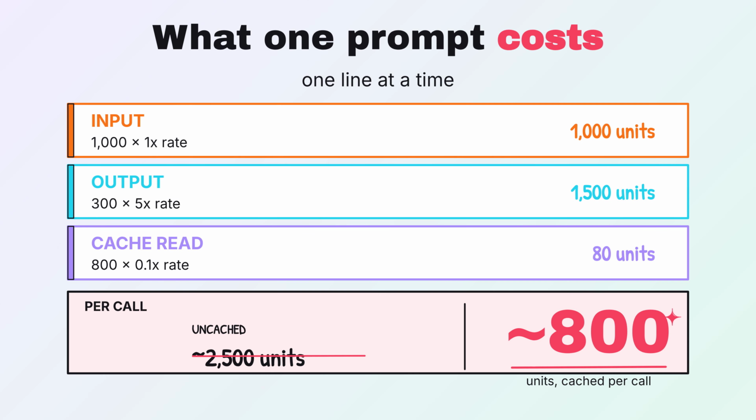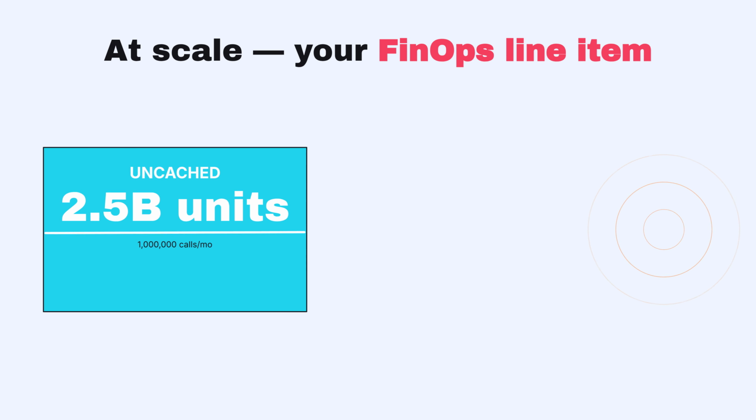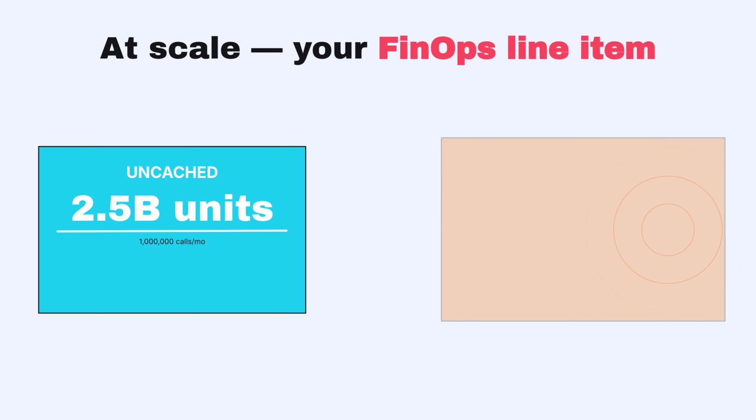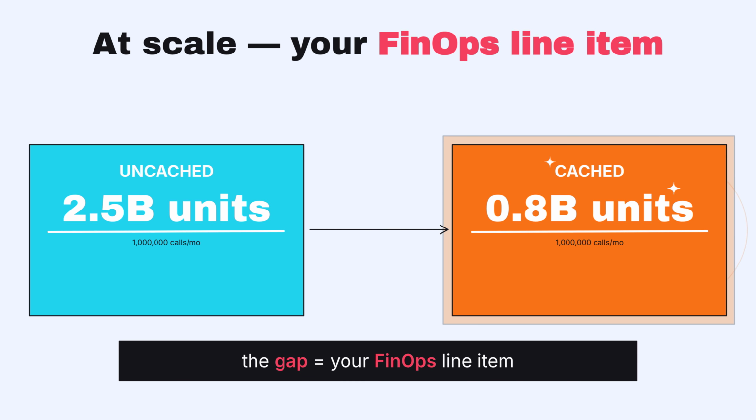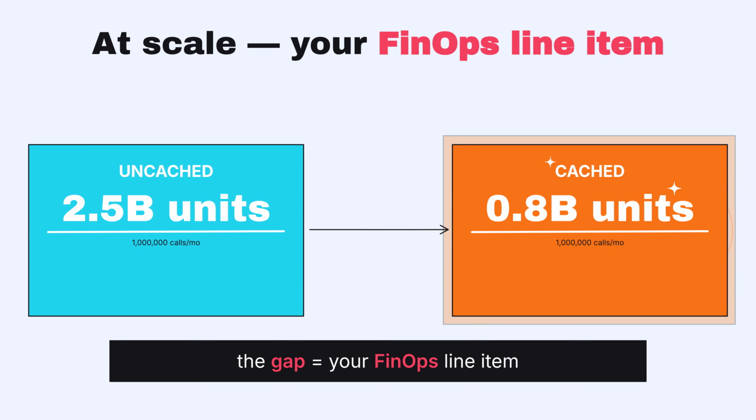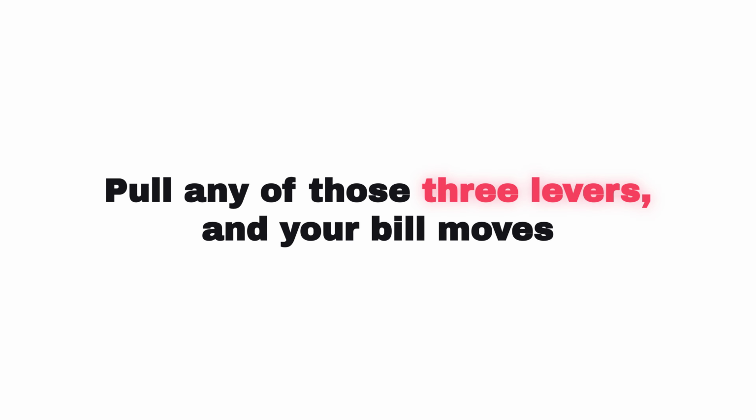Lean on the cache instead, and that same call drops to roughly 800 units. Now scale it up. At 1 million calls a month, the uncached path costs 2.5 billion units, while the cached path costs just 800 million. That gap, the difference between 2.5 billion and 800 million units, is the exact line item your FinOps and governance plans should budget against. Pull any of those 3 levers and your bill moves with it.